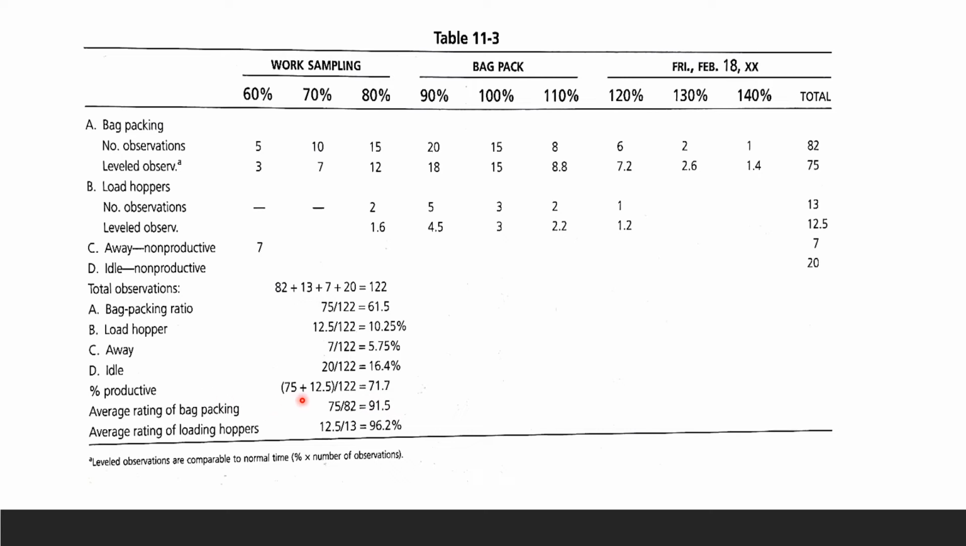Percent productive: 75 plus 12.5 divided by 122, we get 71.7%. So this one, and then that one, divided by our total, is going to be 71.7. Average rating of the first productive work, backpacking, so that's 75 leveled divided by 82 raw data, is going to give you 91.5. Average rating of loading hoppers, so 12.5 leveled divided by 13 is going to give you 96.2%.